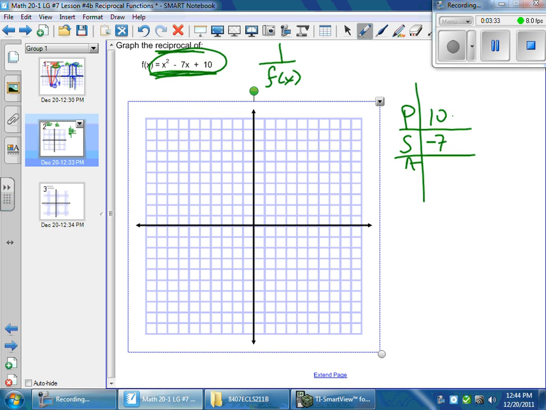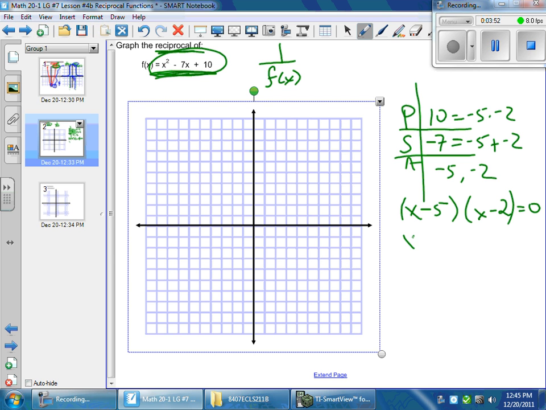Ten, minus 7, so this is minus 5 and minus 2, because the two of them add up to minus 7 and multiply together to give you positive 10. So your values are minus 5 and minus 2. So x minus 5 and x minus 2 are your factors. We let them equal 0. x equals 5. x equals 2.